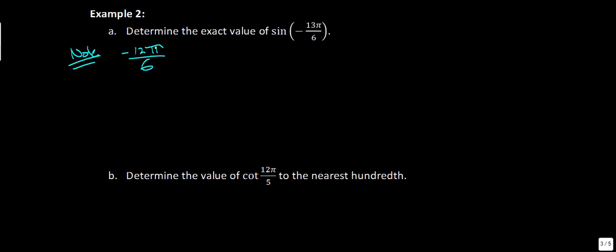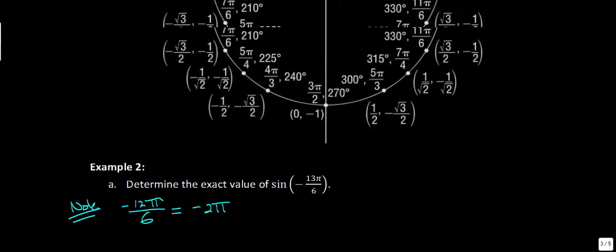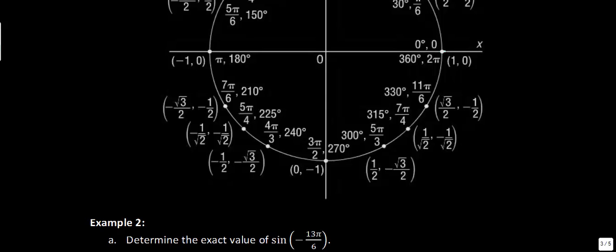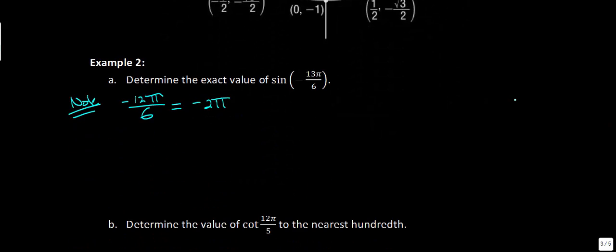Well, negative 12 pi over 6, if I reduce that, is just equal to negative 2 pi. And if you think about what negative 2 pi means, if I start at 0 and I go negative 2 pi, I've gone all the way around my circle once. Okay, so that means that we know that negative 2 pi must be coterminal to 0. So that gives us a little bit of a starting point.